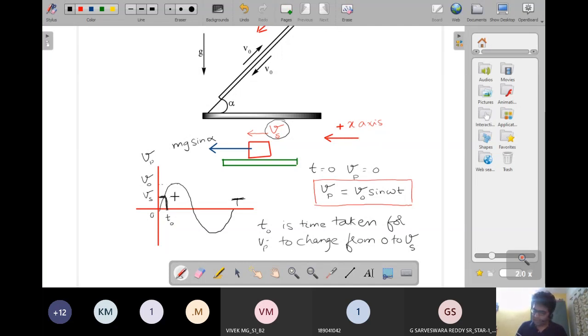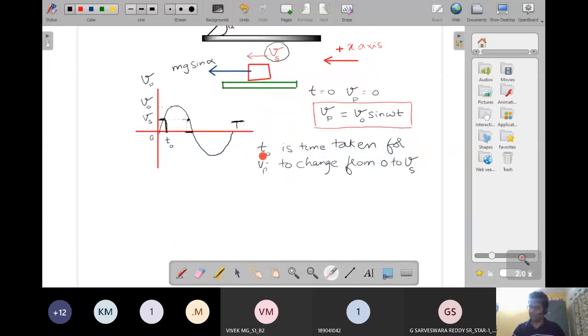And if you extend this variation onto this side of the graph, somewhere here, from Vs again to 0, this would also be t naught. Whatever time the plank takes to rise from velocity 0 to V naught is the same time it takes going from that Vs to 0. So I can finish this statement by saying t naught is the time taken for the velocity of the plank to change from not just 0 to Vs, but also vice versa. Why is this t naught important? Let me talk about that.